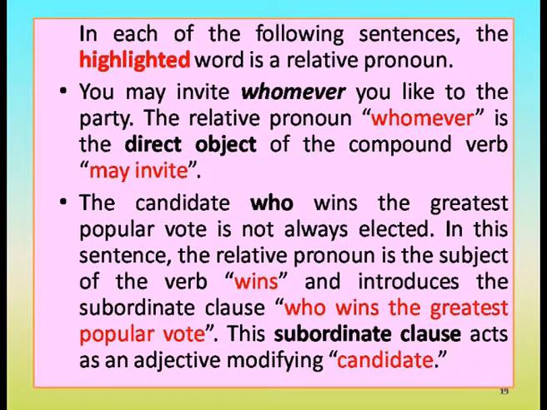In each of the following sentences, the highlighted word is a relative pronoun. You may invite whomever you like to the party. The relative pronoun whomever is the direct object of the compound verb may invite. The candidate who wins the greatest popular vote is not always elected. In this sentence, the relative pronoun is the subject of the verb wins and introduces the subordinate clause who wins the greatest popular vote. This subordinate clause acts as an adjective modifying candidate.